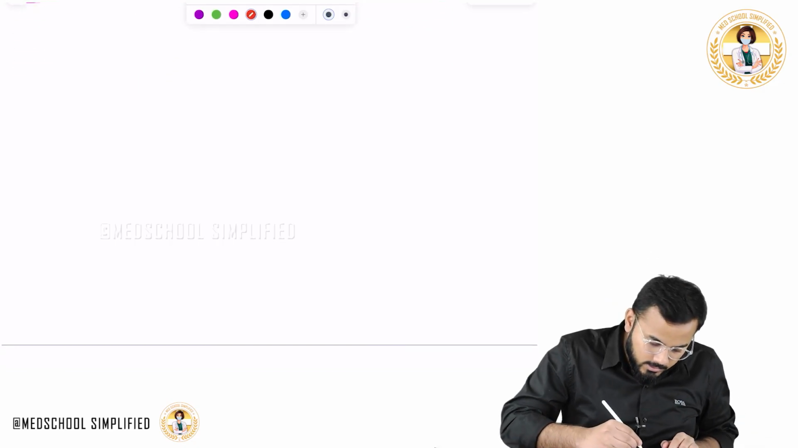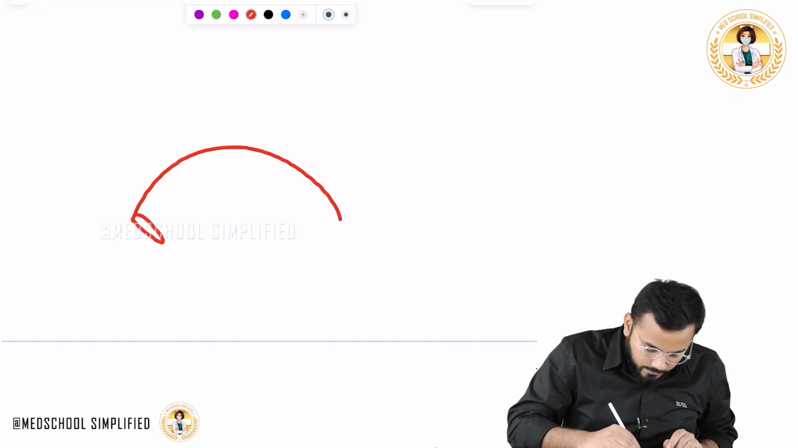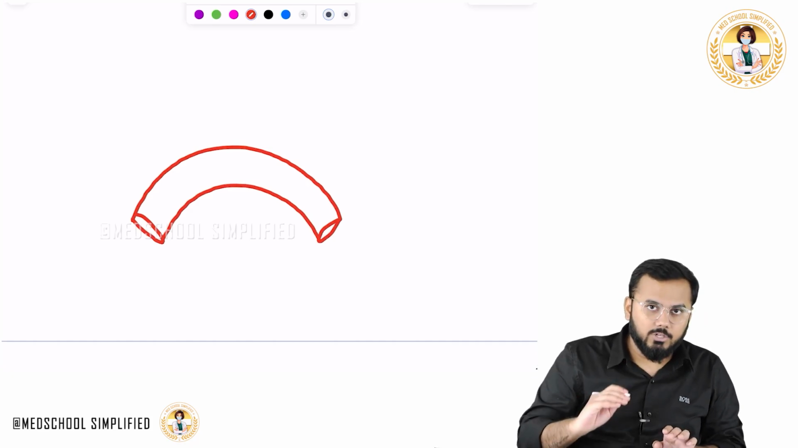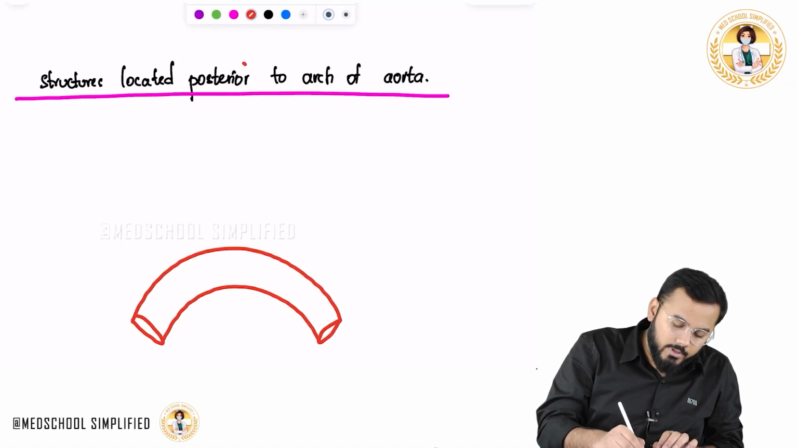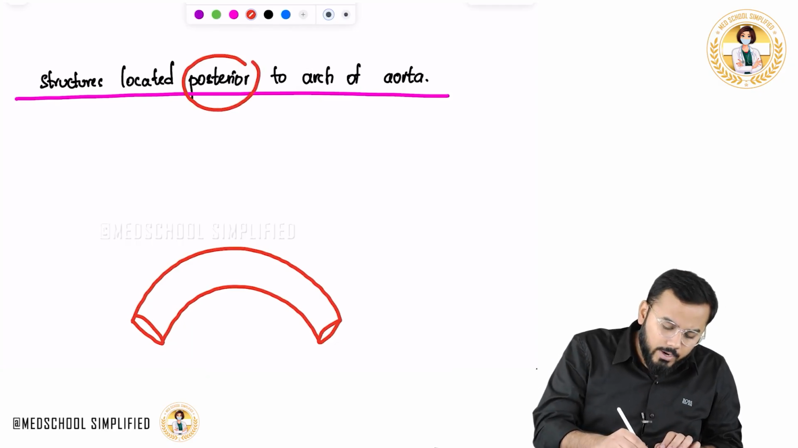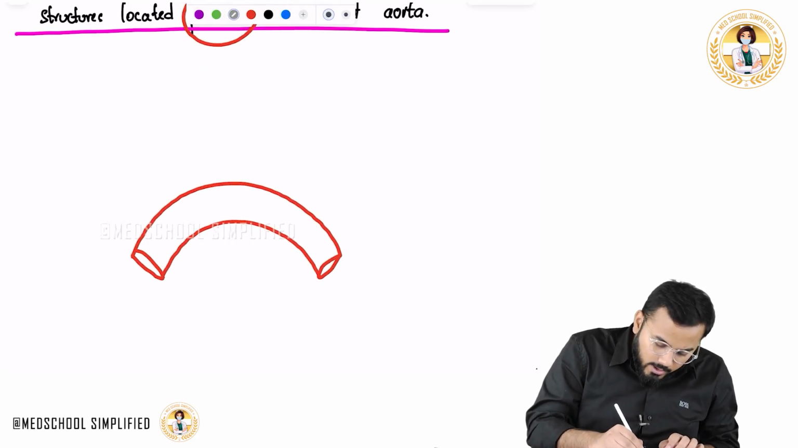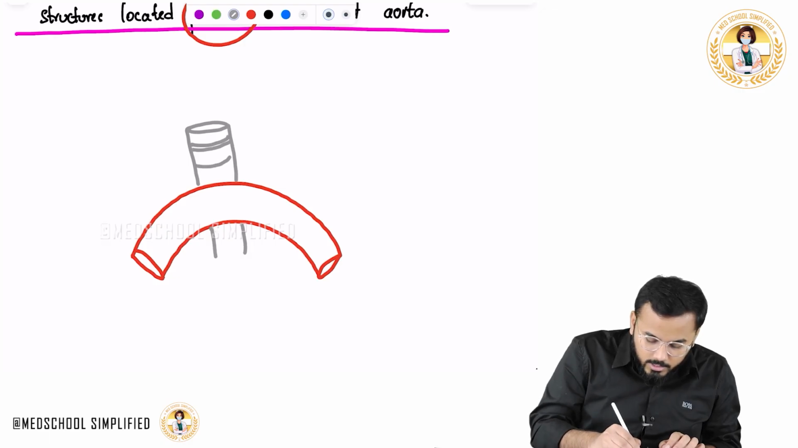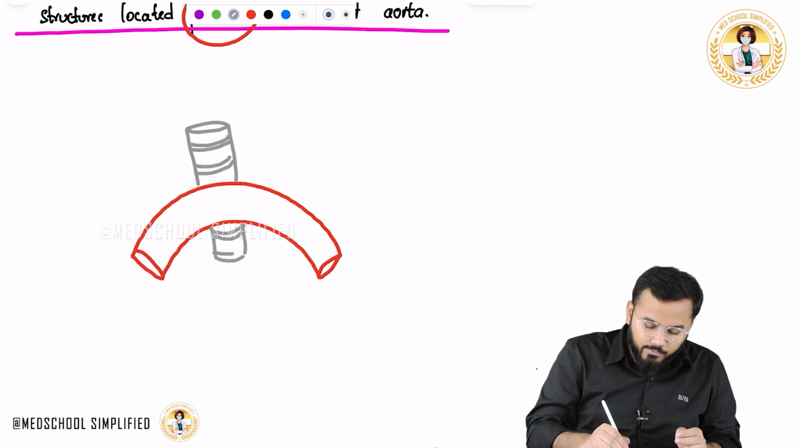So let us see what are these structures that are located posterior to this arch of aorta. First of all, let me draw this arch of aorta. So here you can see this arch of aorta. Okay. Now just back of this arch of aorta, that is the topic we are discussing, right? Posterior in the sense the back of the arch of aorta. So on the back of the arch of aorta, here you have got one very interesting thing. Here you have got this particular structure on the back of the aorta, and this is called your trachea. So trachea is one structure which is located on the back of the arch of aorta.